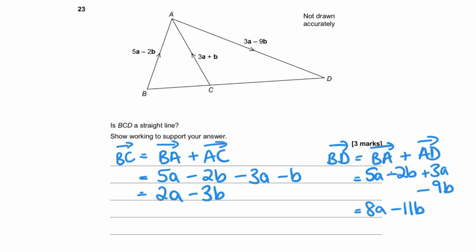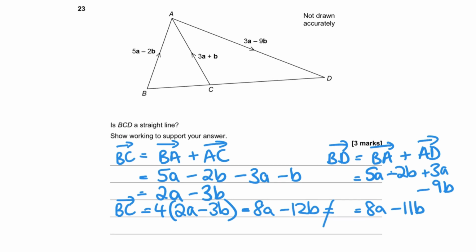So if BCD is a straight line, we're going to be able to times the vector BC by a number and get the vector BD. If we can times it by a number, it shows that it's the same line, just a little bit longer. So to get from 2A to 8A, we times by 4. So let's times the vector for BC by 4, 2A minus 3B. So if we expand that out, that gives us 8A minus 12B, which is not equal to the vector for BD, which was 8A minus 11B, so this proves that it's not a straight line.